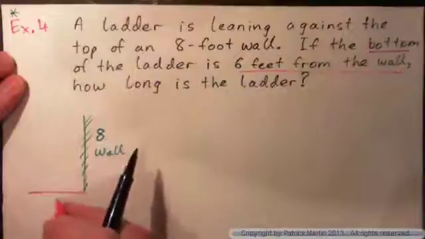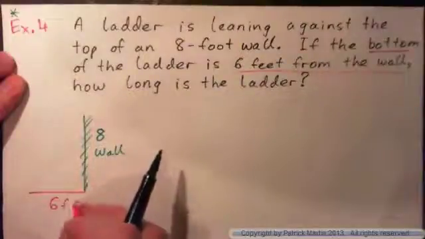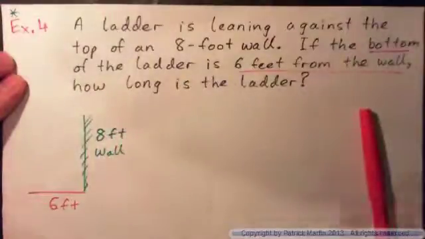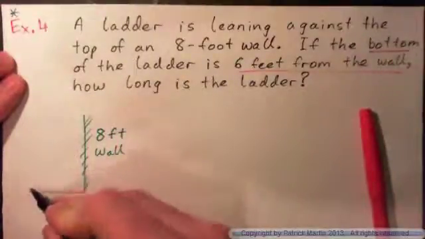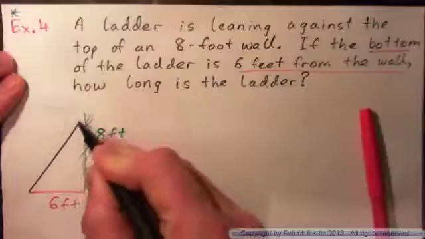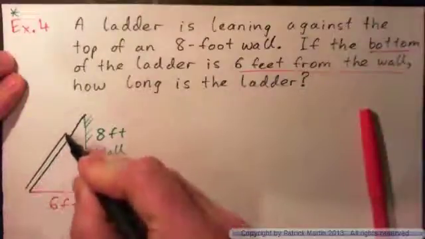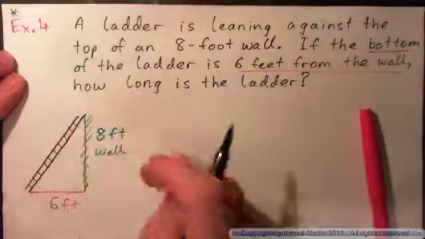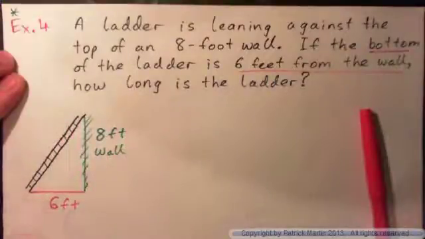So the wall is 8 foot high. The bottom of the ladder is 6 feet from the wall, and so that means the ladder is going like that, right? That's the wall. This is 6 feet from the bottom of the wall. And how long is the ladder?